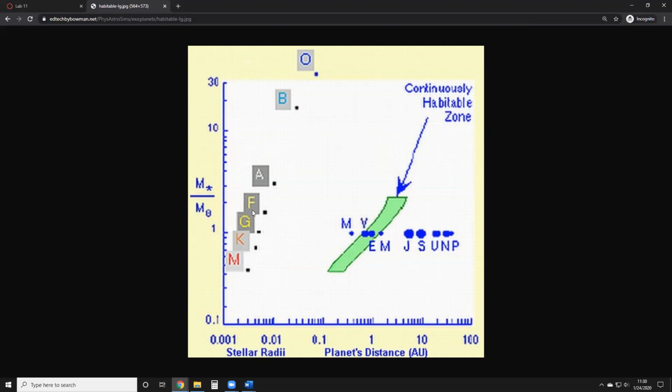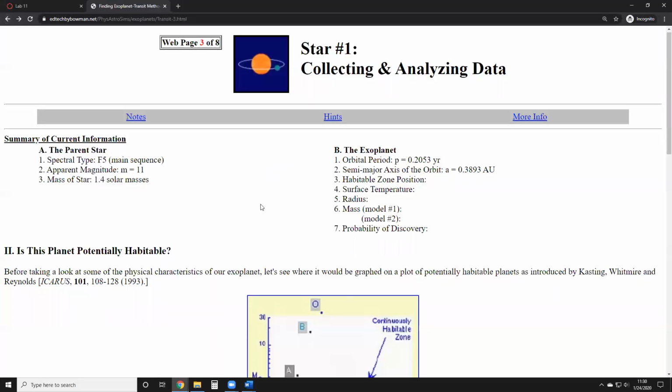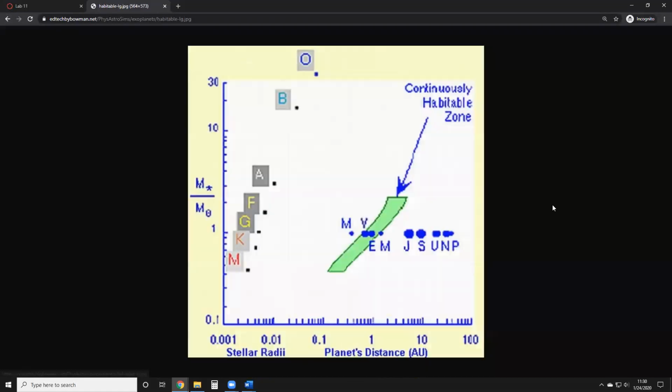And for us, we are an F5 star that had a, oh no, I forget, what was it? Because I better go back. Okay, so we had 1.4 solar masses. So 1.4 solar masses, here's my 0.1s, here's 1, so this is 1, and this is 2, so I'm going to be 1.4, which is around here.